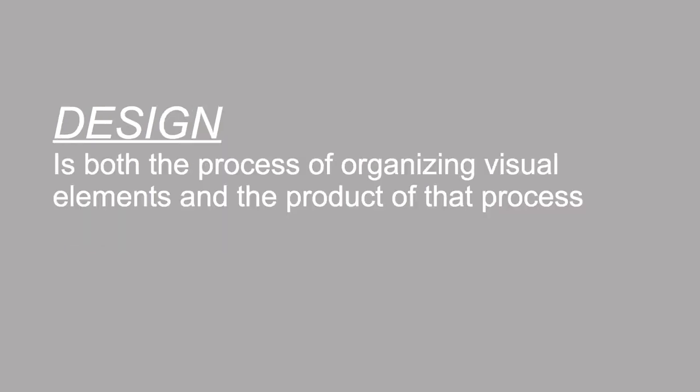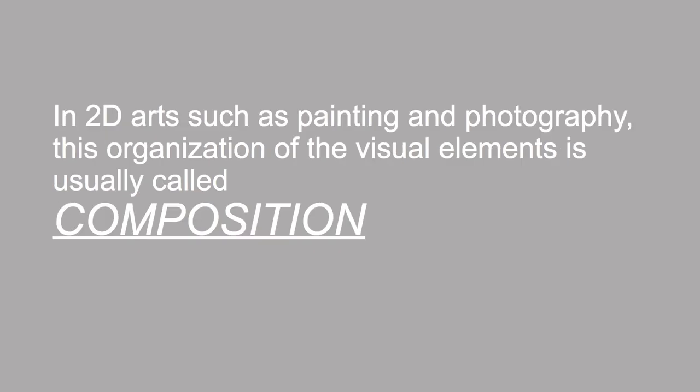Now what is design? Design is both the process of organizing visual elements and the product of that process. What that really means is that in 2D art such as painting and photography, this organization of the visual elements, we actually call it composition.